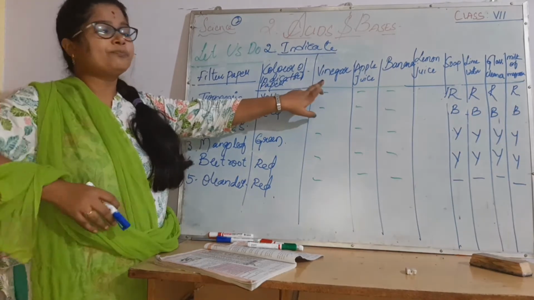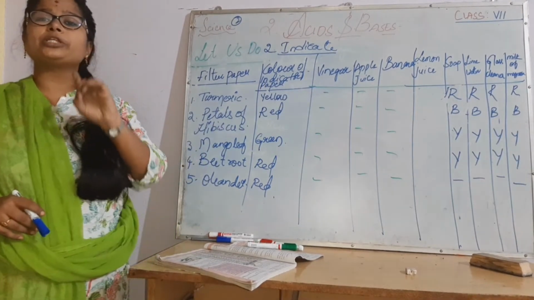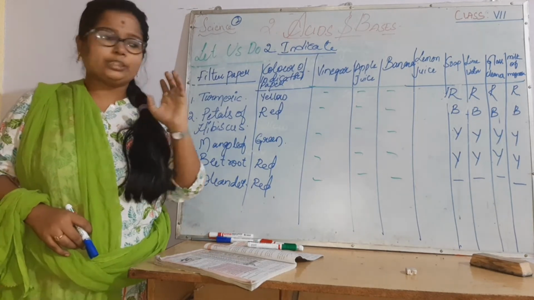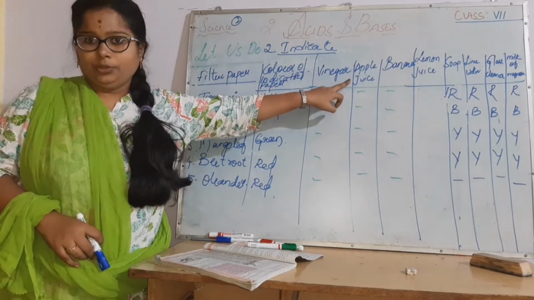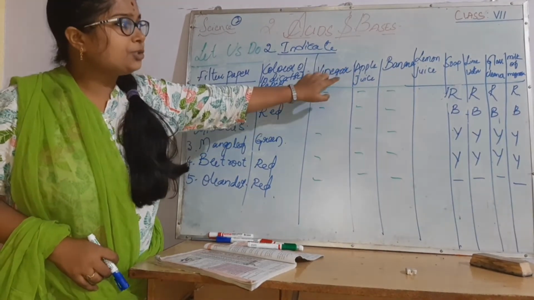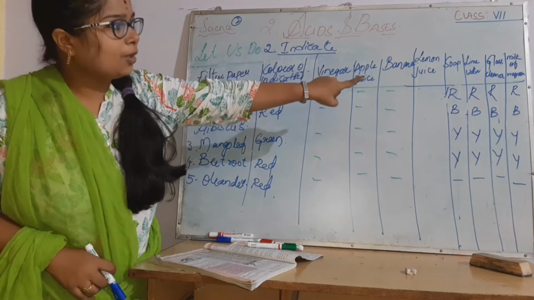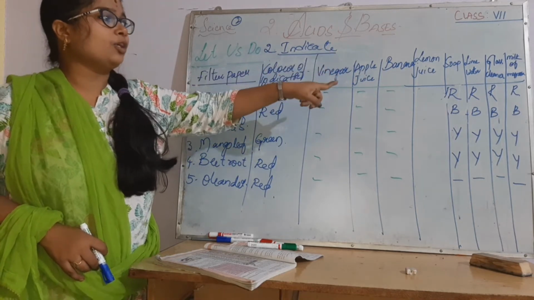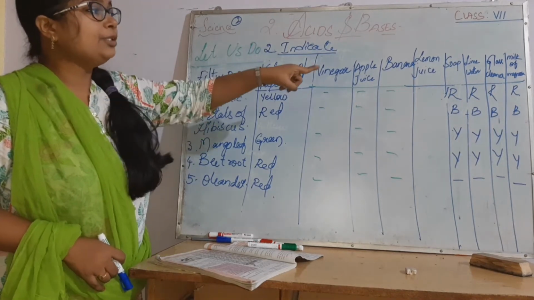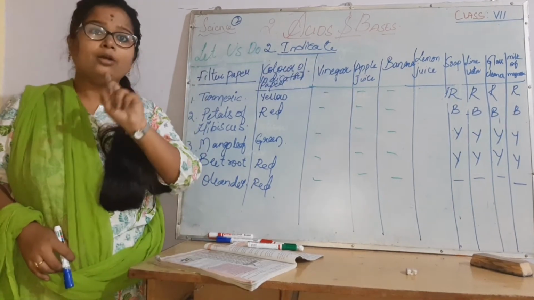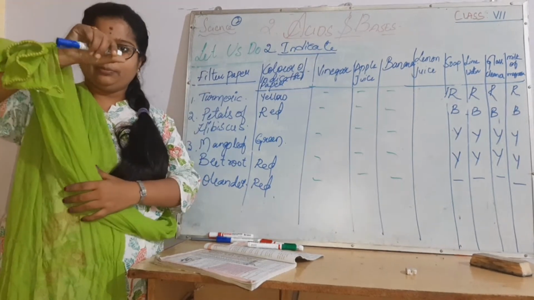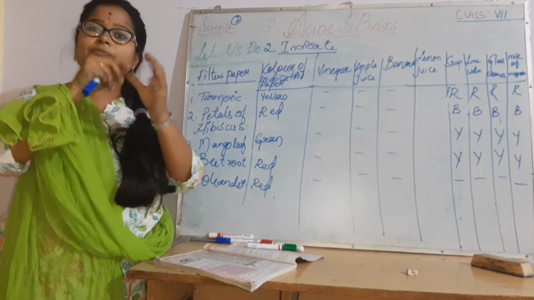Vinegar, you know, is used in your noodles or any Chinese item to make it very tasty. Apple juice, banana, lemon juice, soap, lime water, glass cleaner. Here I want to tell you one thing: lemon juice is different from lime water. Don't take both as the same. Lemon juice is what you make from a lemon.